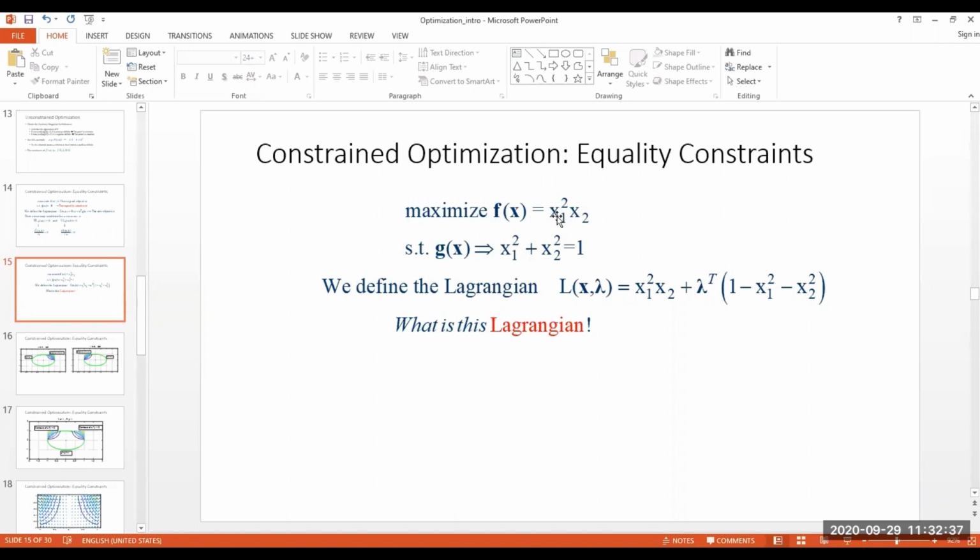Simply, I could take the maximum value. What is the maximum value? Simply take infinite, x1 infinity, x2 infinity, that's it. But because we are constrained, we cannot go away from this curve. We have to stay on this curve. This is the constraint, equality constraint.